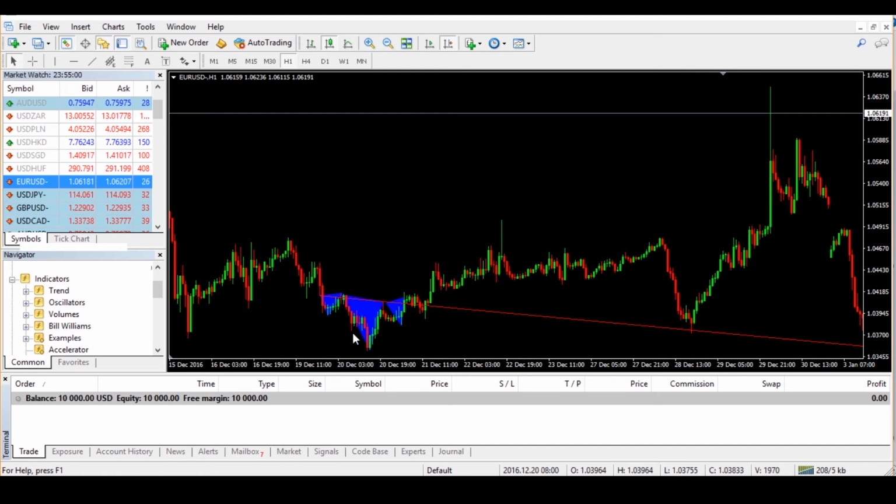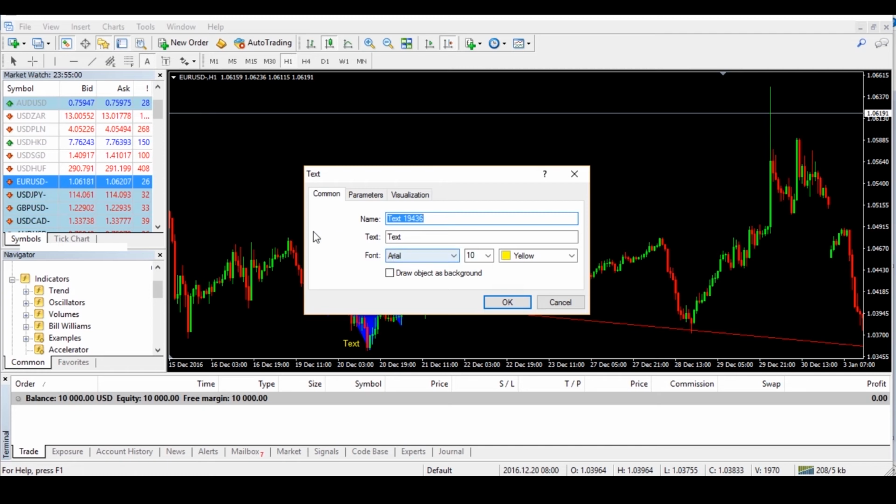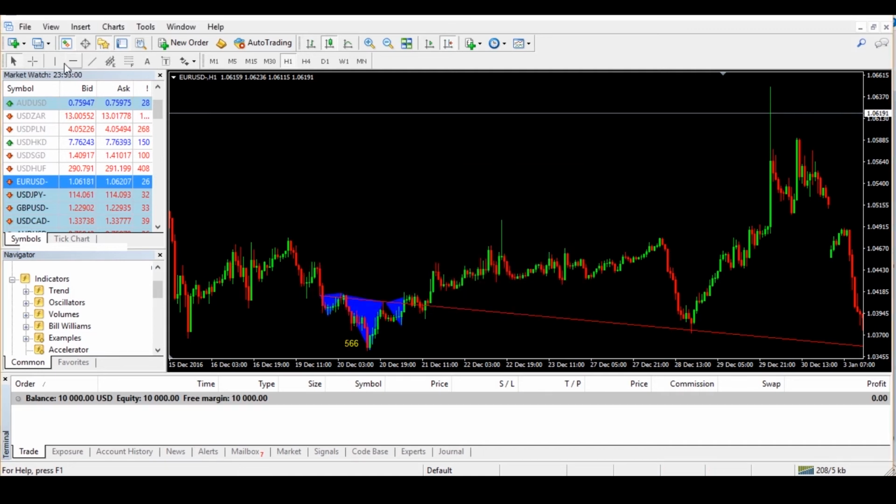So from my neckline, you get about the exact same amount that you need. Now, this is basically how you spot your head and shoulders pattern. When you are doing your assignment, make sure that you add your text onto your head and shoulders pattern. So we said that that was 566.